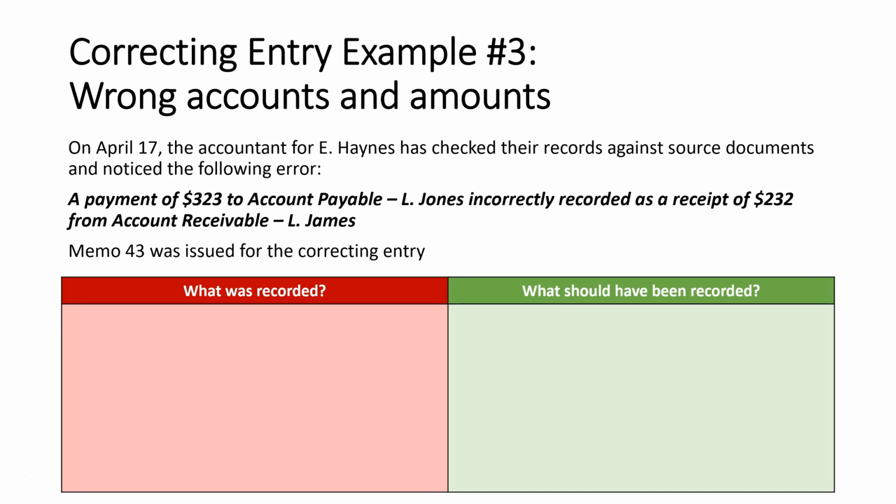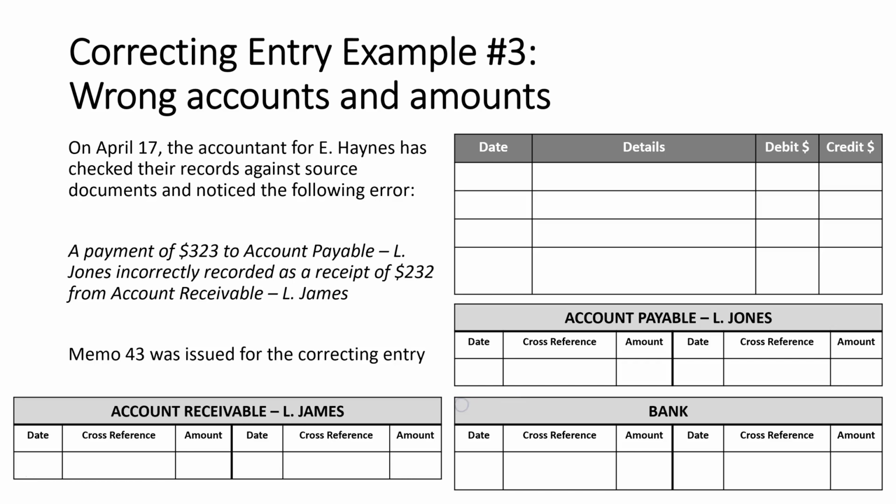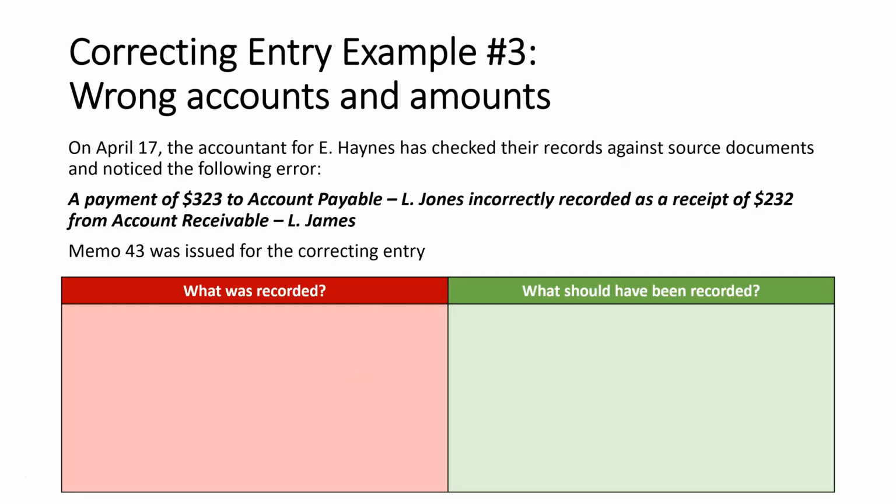So on the 17th of April, our accountant noticed another error. A payment of $323 to an account payable of L. Jones was incorrectly recorded as a receipt from an account receivable L. James, and we issued Memo 43 to correct this entry. So once again, we go with our two questions that we've been asking. What was recorded and what should have been recorded?